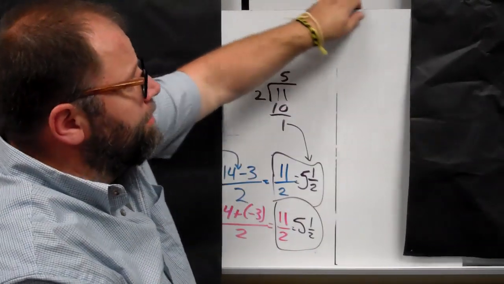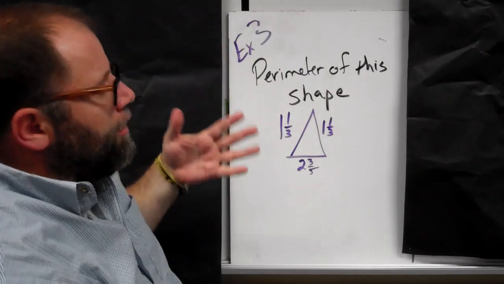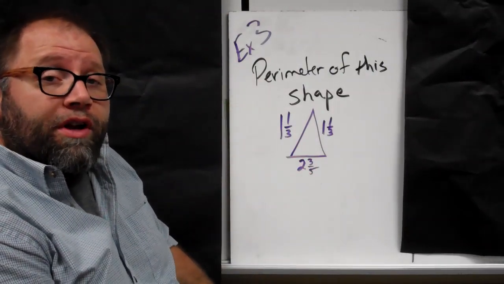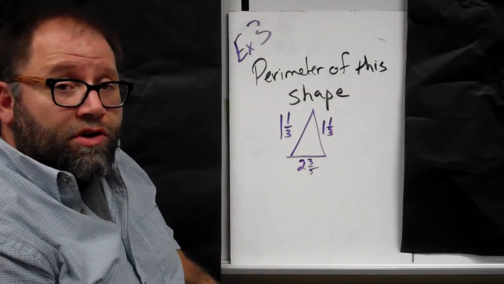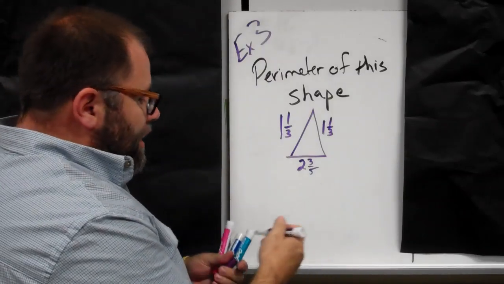I'll do it fast, don't worry. Here we go. Find the perimeter of this shape. So perimeter is the sum of the sides together. So you're measuring the length of the fence around this yard.